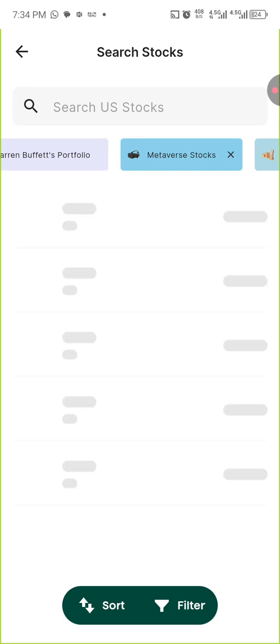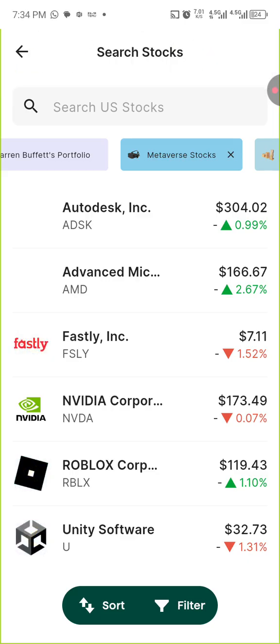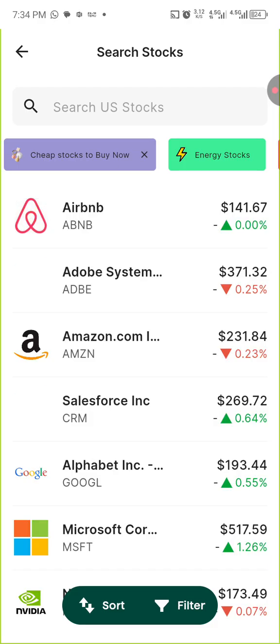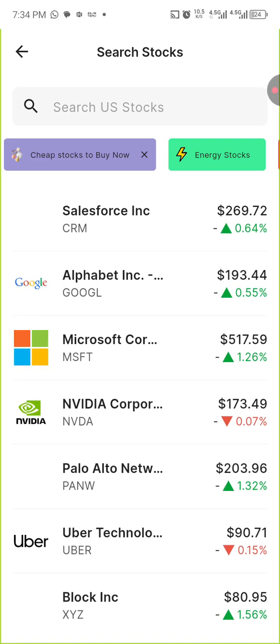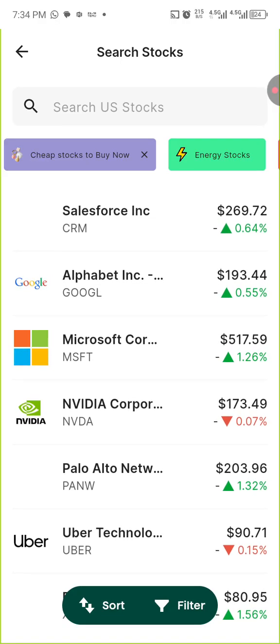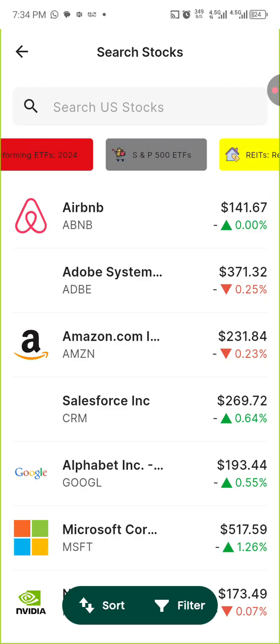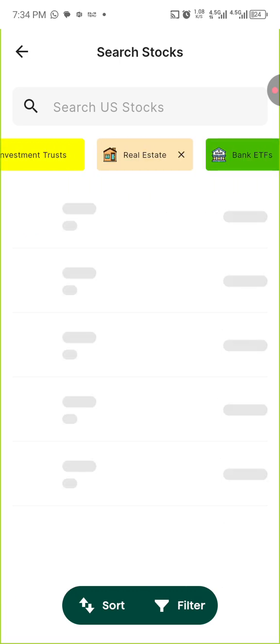Metaverse stocks, these are other stocks very good to invest in. But then I want to show us something. Cheap stocks to buy now. You see cheap stock. Amazon currently is very cheap now because you see that it is dipping. Once it goes back to the high again, you're making your profit back. So all of these are examples of stocks you can invest in. See best performance stocks. You see real estate investment. You can see real estate stocks.